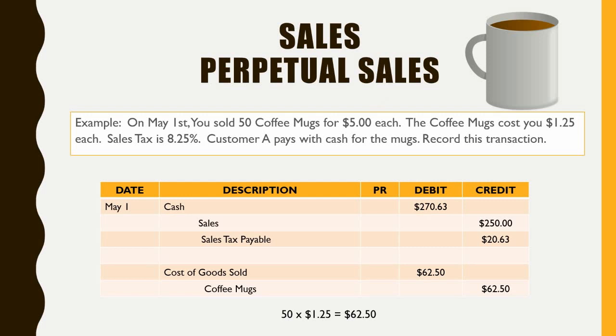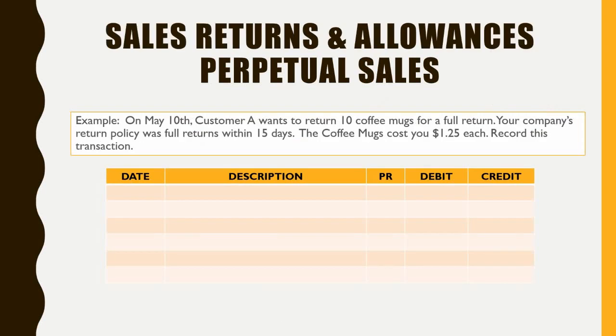Now let's see what happens in the next scenario. On May 10th, customer A wants to return 10 of those coffee mugs for a full refund. Your company's policy says that you will give a full refund if they return within 15 days. The coffee mugs, once again, cost you $1.25 each. Record this transaction. Sales is going to be identical throughout, whether it's periodic or perpetual.